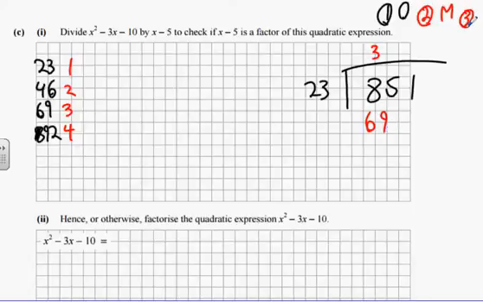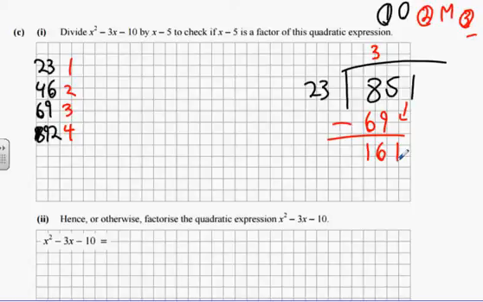Stage 3, what is it? Take away, is it? Subtraction or take away. 85 minus 69? Sorry, no, 16, isn't it? 16, yeah. 1, 6, 16. Okay? And then you bring down the 1.